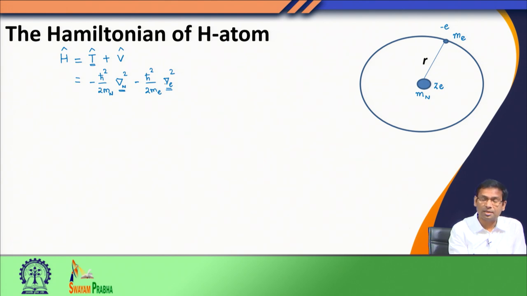Similarly, when I see this Laplacian operator with an index e, I say that this operator is going to act with respect to the coordinates of the electron. So, the definition of these two operators is different because the first talks about the coordinates of the nucleus, and this second term talks about the coordinates of the electron. So, we now have the two kinetic energy terms, one corresponding to the nucleus, the other corresponding to the electron. Now, what about the potential energy?